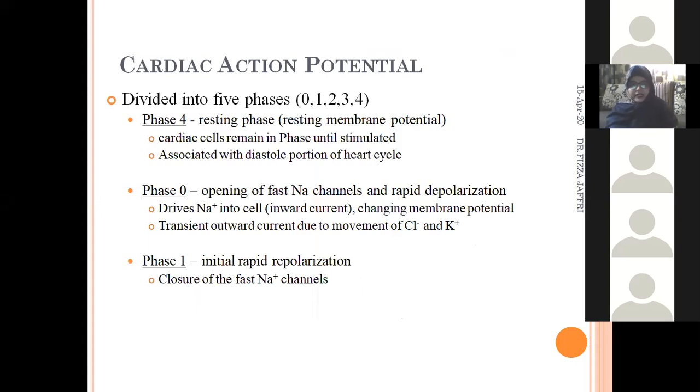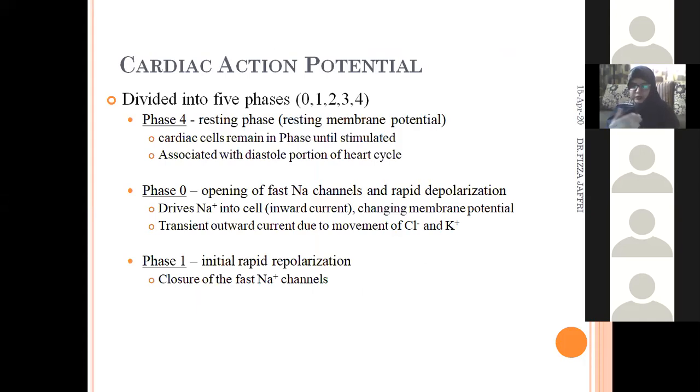The cardiac action potential has 5 phases. Phase 4 is the resting phase, which is minus 90 millivolts for the cardiac cell. In this phase, the cells remain unstimulated. This corresponds to the diastolic phase of the cardiac cycle. There are 2 phases, diastolic phase and systolic phase. So the resting phase of the action potential corresponds with the diastolic phase of the cardiac cycle.